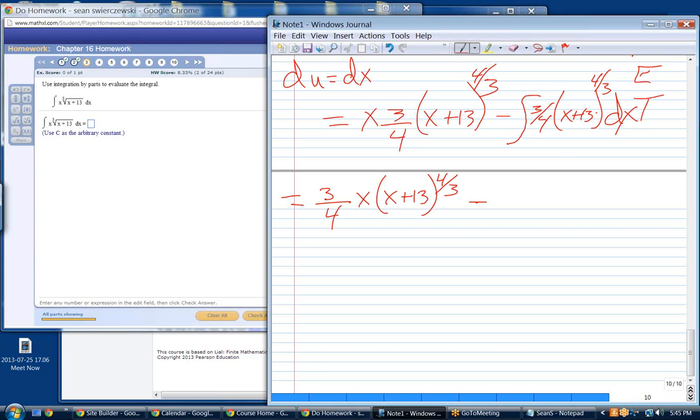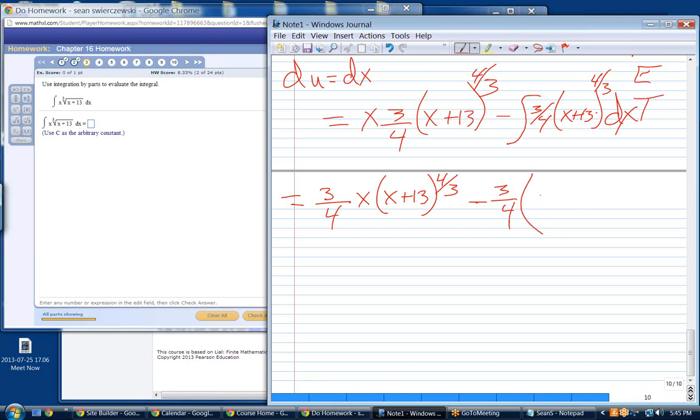Take the integral of that. Okay, what is that? What's the easiest first thing to do? Take 3/4 out. Okay, what do we have left over? What's the integral of this?